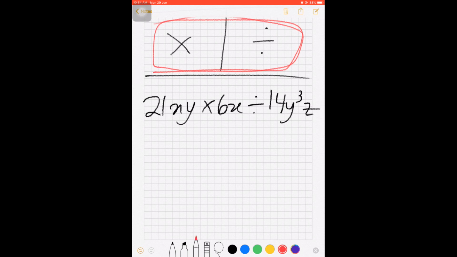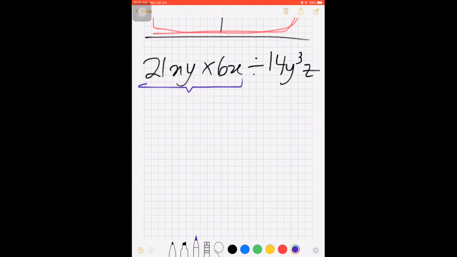Okay, so first thing we can do, let's do this one first. Okay, remember, we just do left to right. Okay, this one we biar dulu tau.